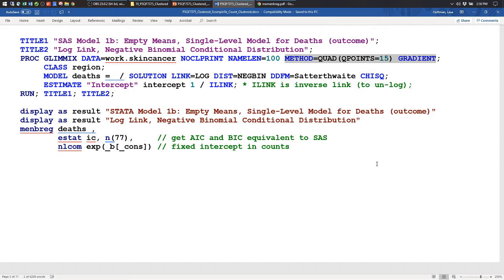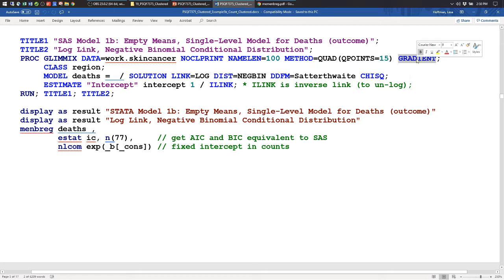Why am I doing that? Because I'm trying to establish comparability across programs. Stata defaults to 7, Mplus defaults to 15. SAS has no default from what I understand. But in your homework, I'm asking you to change this to 7. That way it won't run so long.